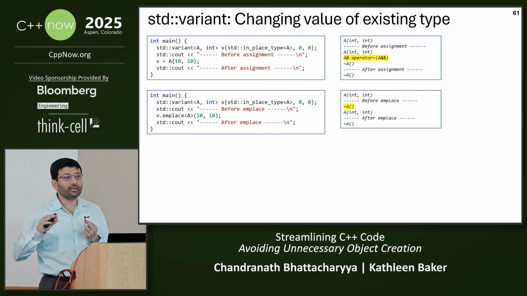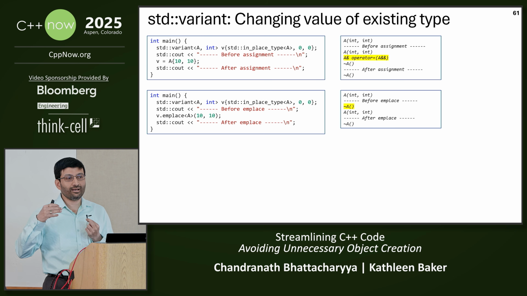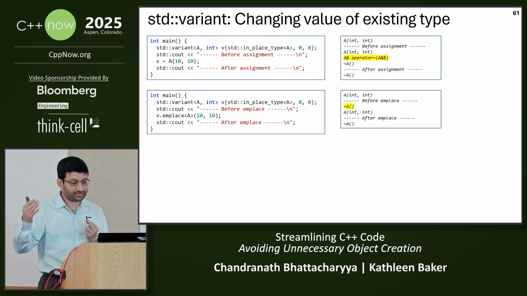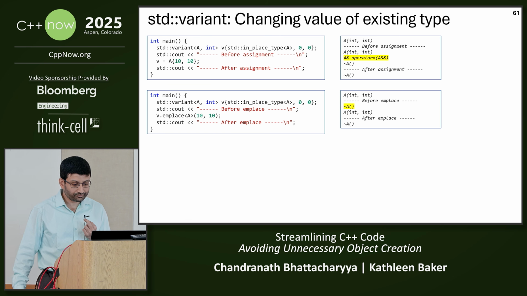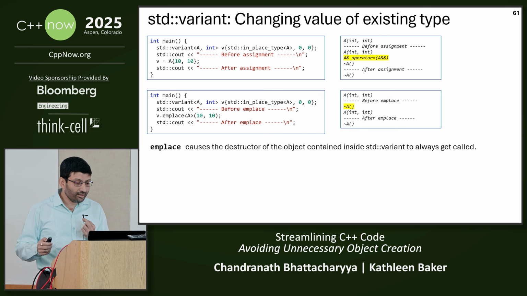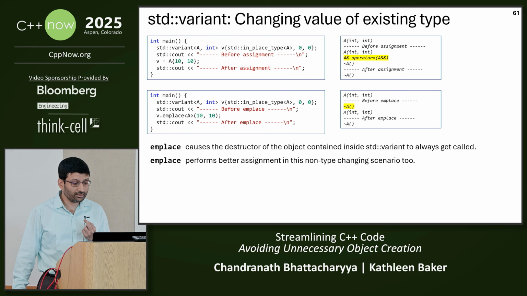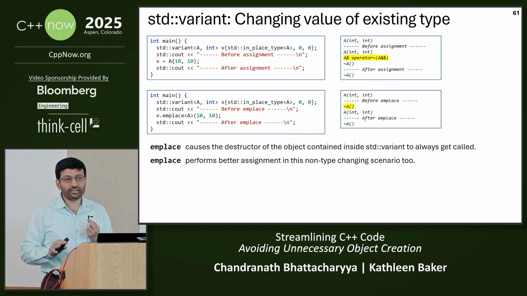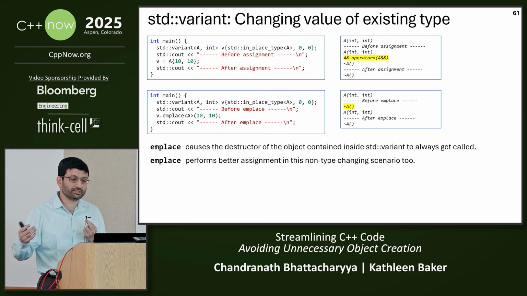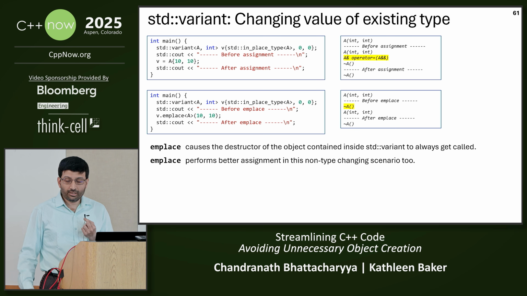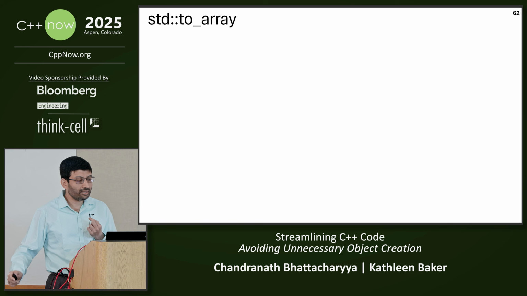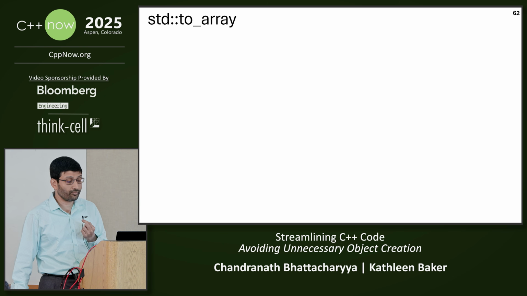As you can see, neither gives us our goal of getting in-place construction, and as you can see, in-place causes the destructor of the object inside std::variant to always get called. However, it's not any less optimal than assignment in this scenario. So you can definitely use in-place for this scenario also. Okay, done with variant.